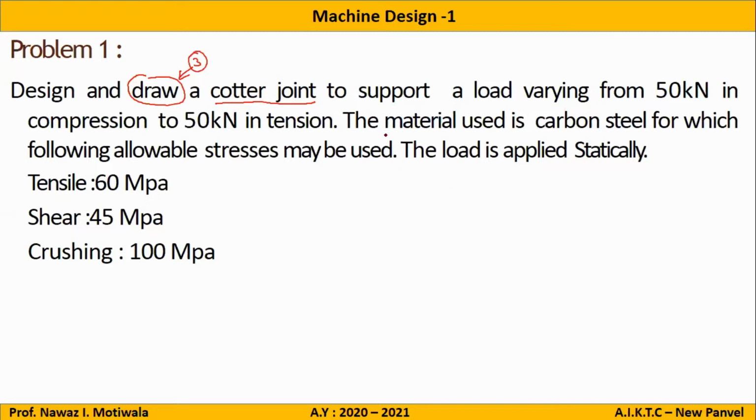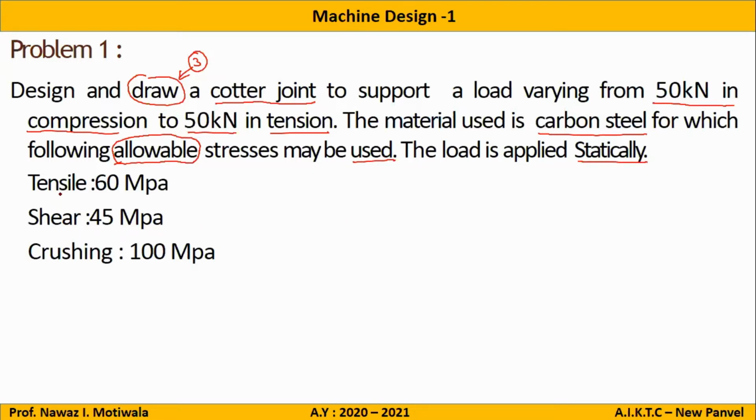So design and draw a quarter joint to support a load varying from 50 kilonewton in compression to 50 kilonewton in tension. The material used is carbon steel. The material is given to us. We are given the material for which the following allowable, again read this word, allowable stresses may be used. The load is applied statically. So there is no dynamic loading. It is a static load.